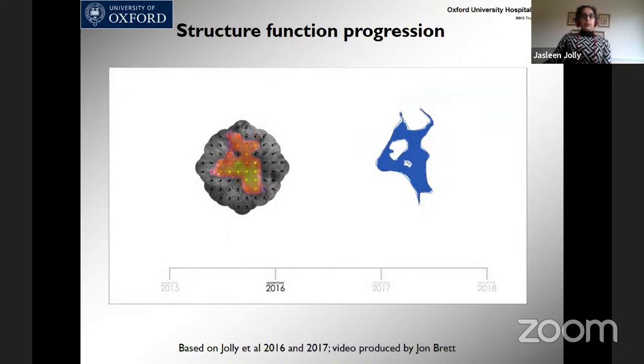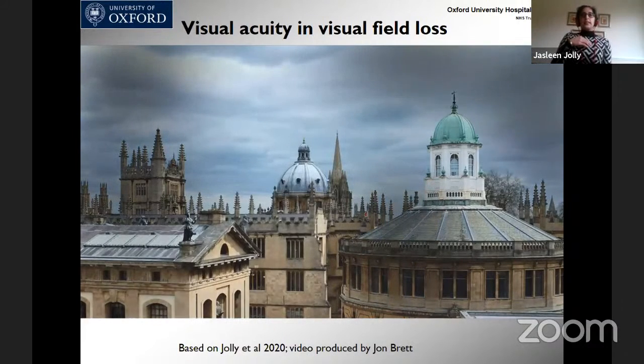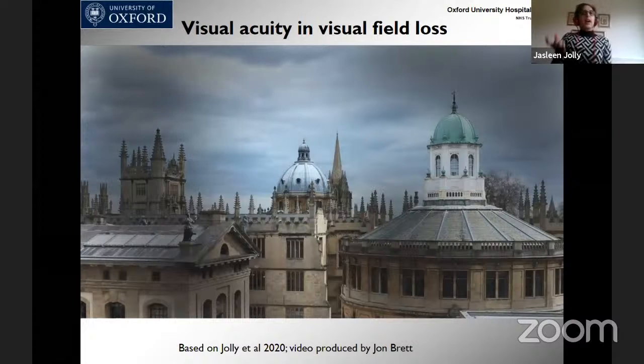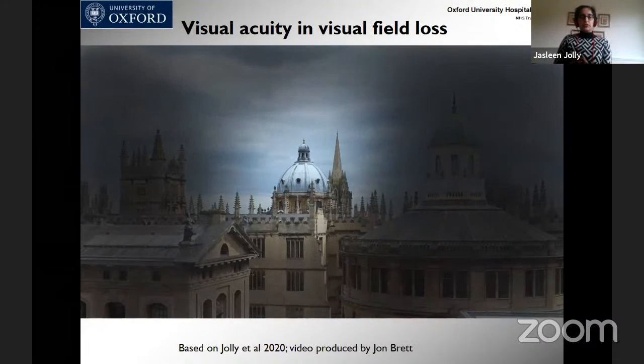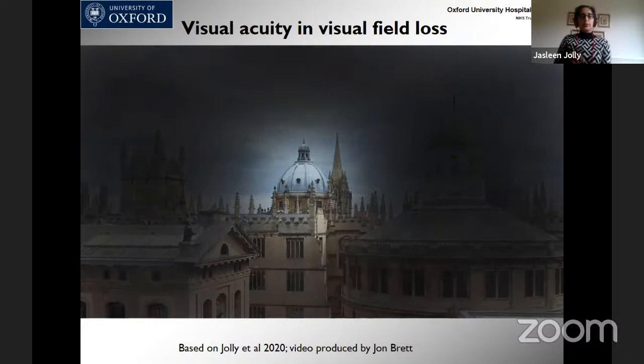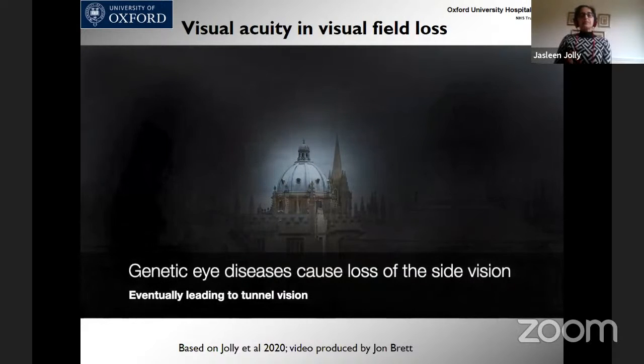Okay, so that's visual field. Visual acuity is our most basic visual assessment. We do it all the time. It's simple, right? Wrong. Actually, visual acuity is not quite as simple as you see. So this is a simulation of a patient with retinitis pigmentosa or choroideremia. This is how their vision progresses.